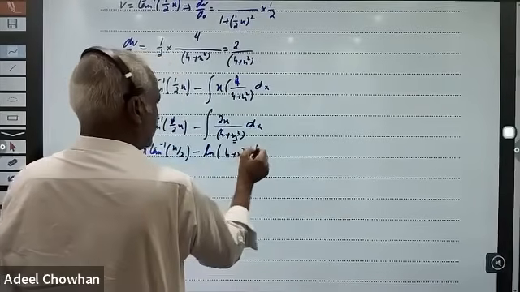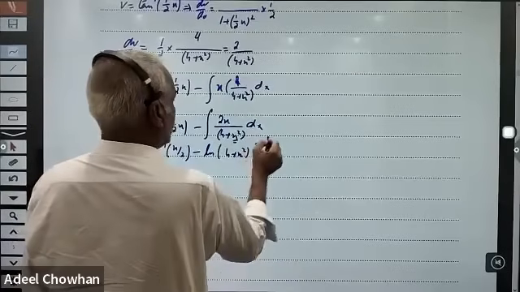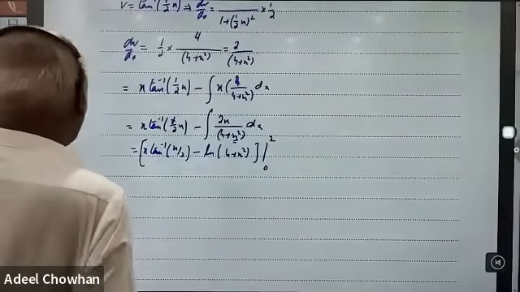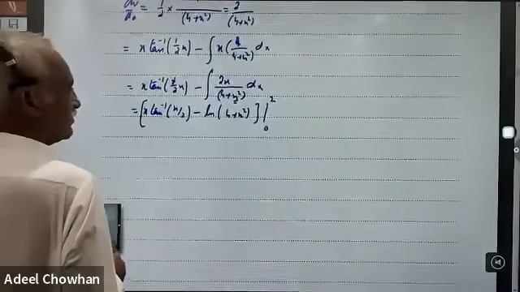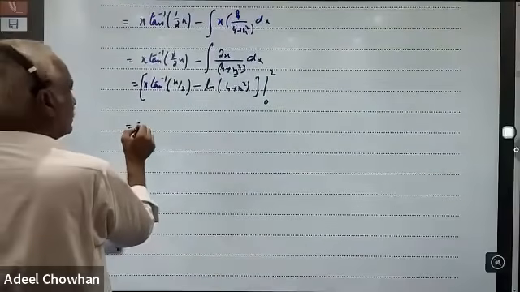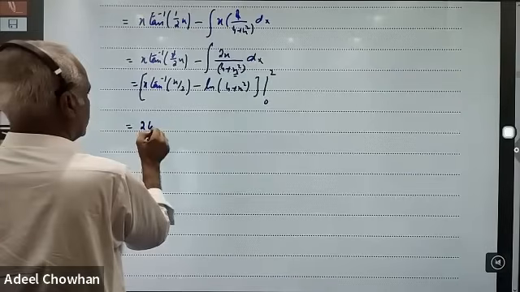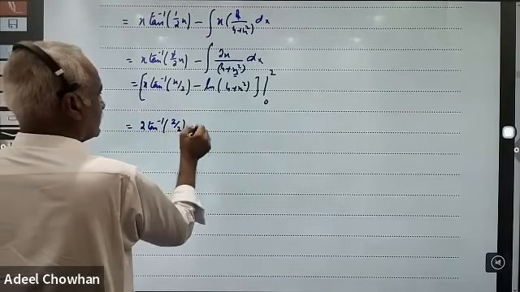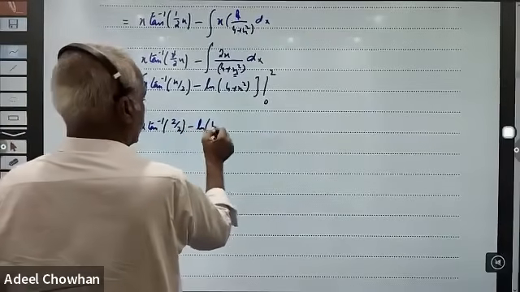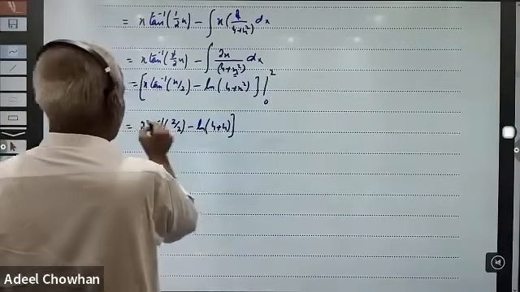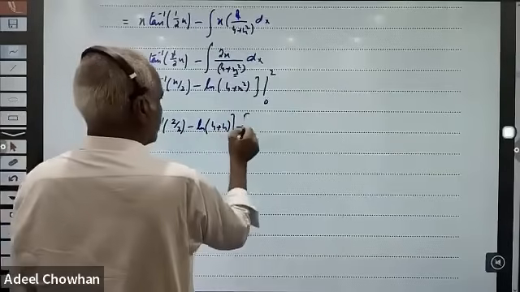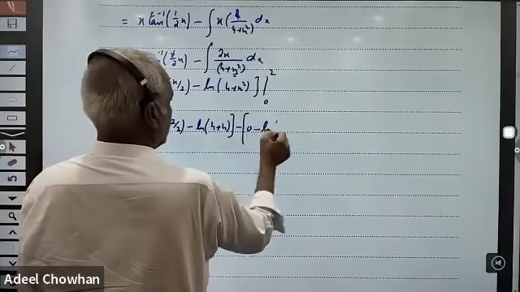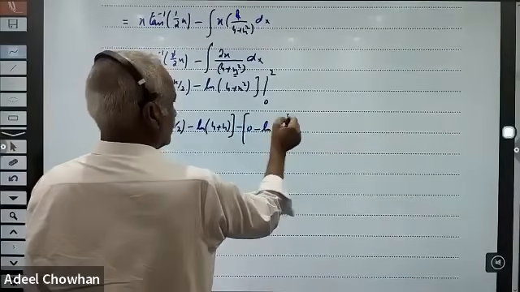And because the limits are 0 to 2, this is the whole integration of this portion. Now you put the upper limit and then minus the lower limit. So it should be equal to 2 tangent inverse of 2 over 2 minus log of 4 plus 4, minus 0 into anything is 0, minus log of 0 plus 4 is 4.